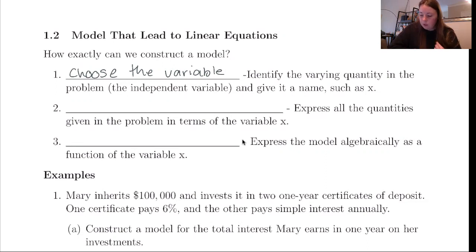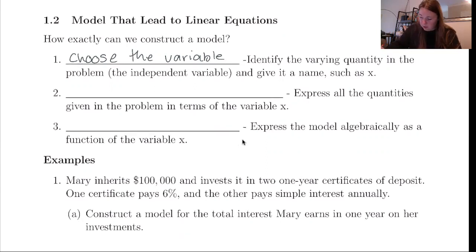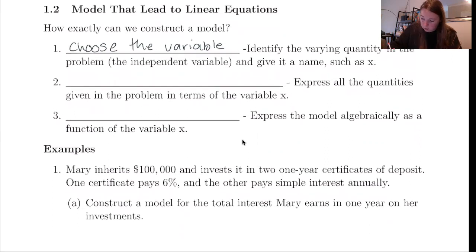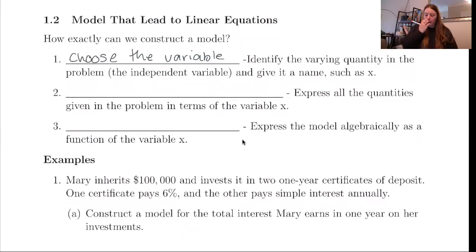So it's really useful to ask, what's varying here? Is it volume? Well, that's varying, but that volume depends on the time because I'm filling it up. Time is always an independent variable. No man can control time. So translate words to algebra is our next one, right?